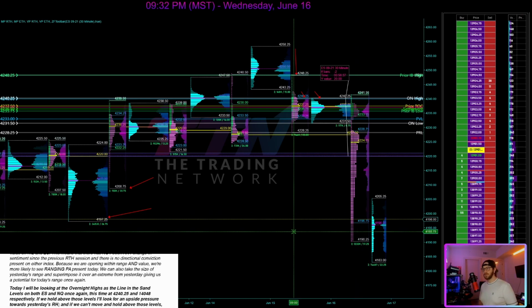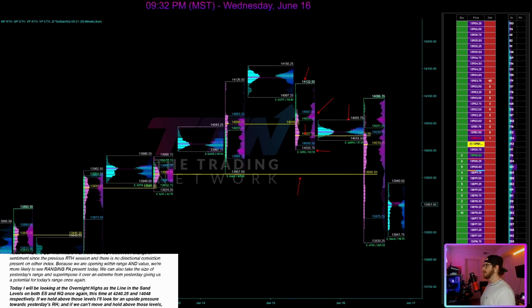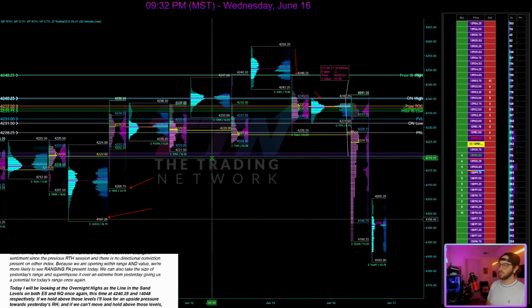So scrolling down a little bit and getting into the rest of the pre-market analysis, today I was looking at the overnight highs once again as the line in the sand levels on both ES and NQ. This time at 42.40 and 14.48 respectively. Now, if I pop over to NQ, you guys will see the overnight high was 14.55, and we moved up about 7 points after I finished this trade plan. But the overnight high was my line in the sand.